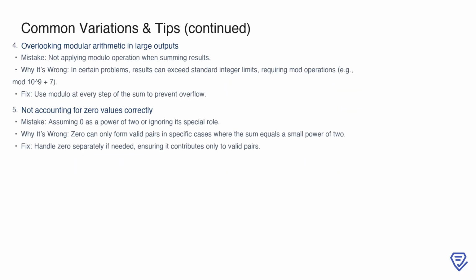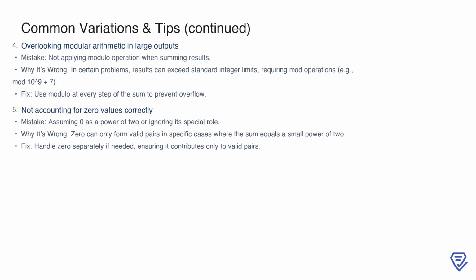Another mistake to avoid is overlooking modular arithmetic when dealing with large outputs. In many problems, including this one, results might exceed standard integer limits, so you need to apply a modulo operation at every step of the calculation, typically using mod 10 to the power of 9 plus 7. This ensures that your results stay within bounds and prevents overflow.